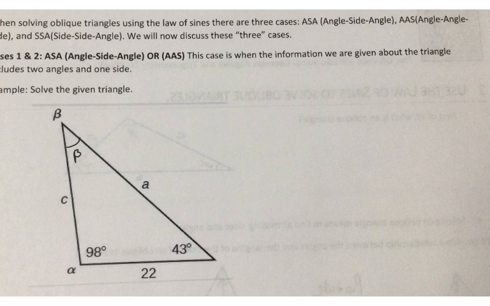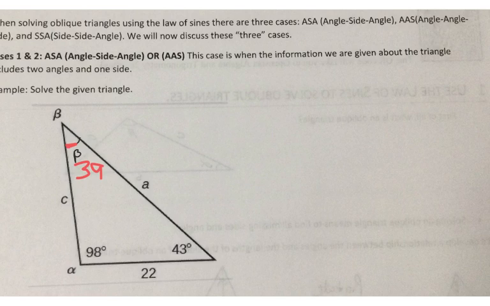So then we've got to find all the missing parts of this triangle. If I know two angles, how easy is it to find the third angle? You just add them up and subtract them from 180. So this would be 180 minus 98 minus 43. That would be 141. That's 39 is the missing angle. Is everybody okay with that?